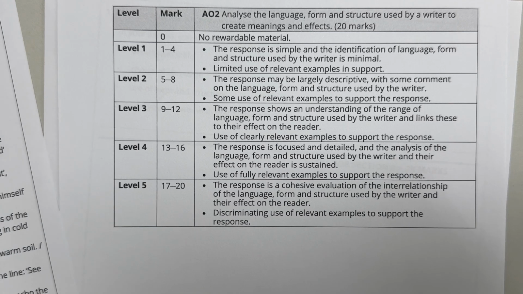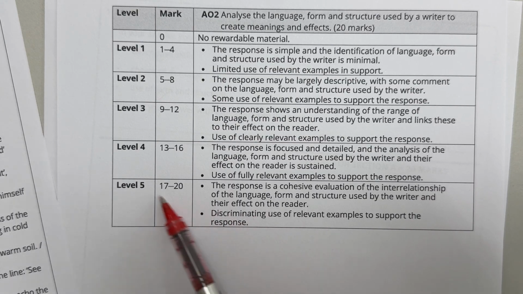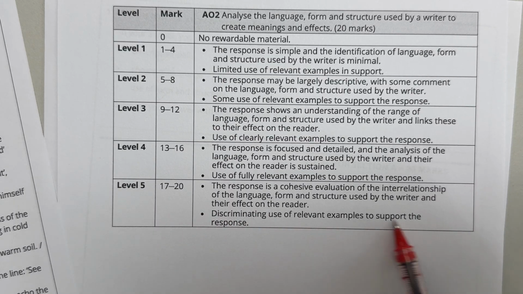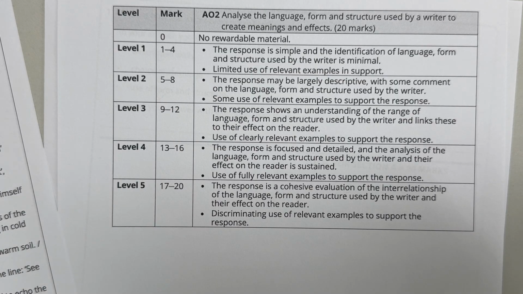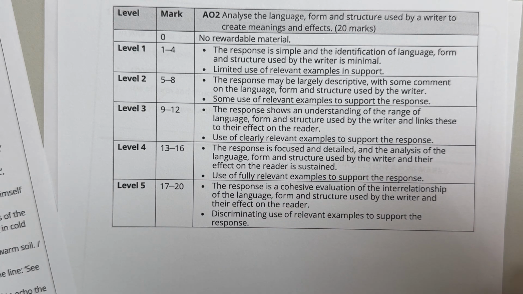I liken it often to being like a magic trick. The magic trick is the effect. It's how it makes the audience feel. But your job is to explain the trick. How have they done it? How, almost going behind the scenes. And the other thing for a level 5 is discriminating use of relevant examples to support the response. A student getting level 5 is one that is being quite selective with the quotations that they're zooming in on. They're not just throwing anything and everything into an answer and hoping for the best. So that's what the discriminating use of relevant examples means.